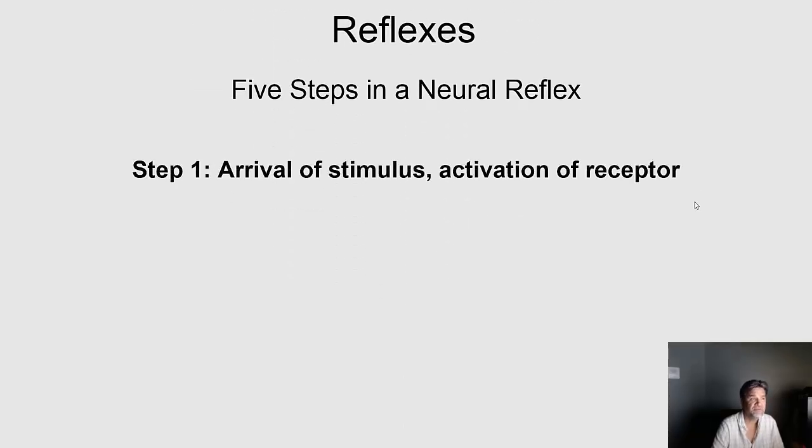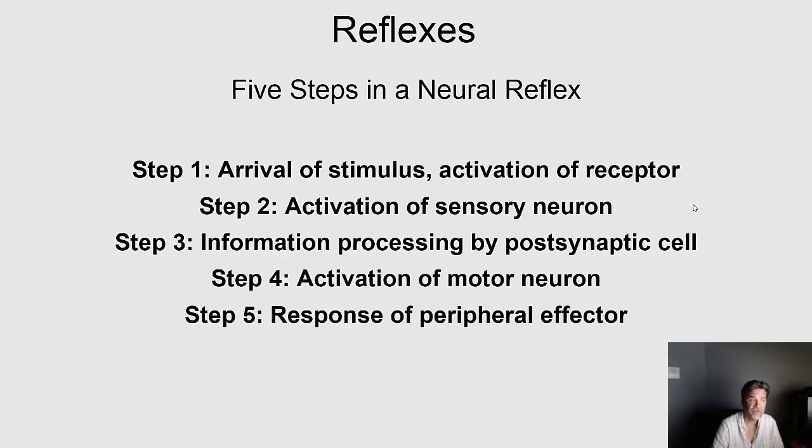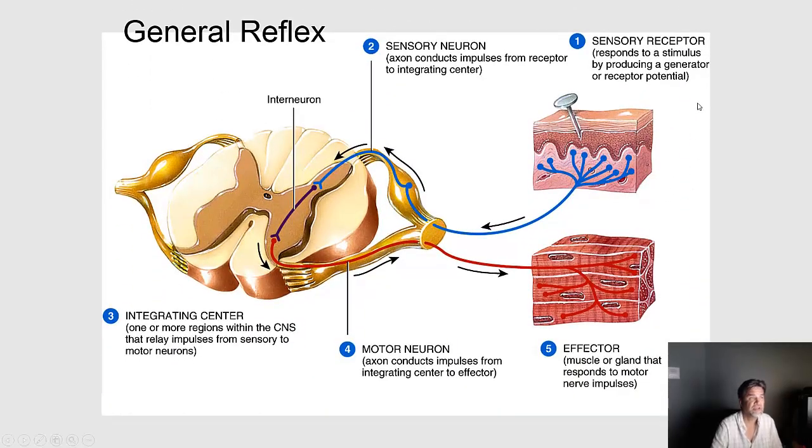So first we'll have the arrival and the activation of the receptor, the activation of the sensory neuron, processing by some postsynaptic cell, activation of a motor neuron, and response of a peripheral effector. So let's look at this in terms of those 5 steps. You have a sensory receptor getting stimulated by the tack in the skin. It's detecting that sensation. Here's your unipolar neuron in the dorsal root ganglion. So you're conveying that information. It's going to the posterior gray horn where the sensory neuron ends.